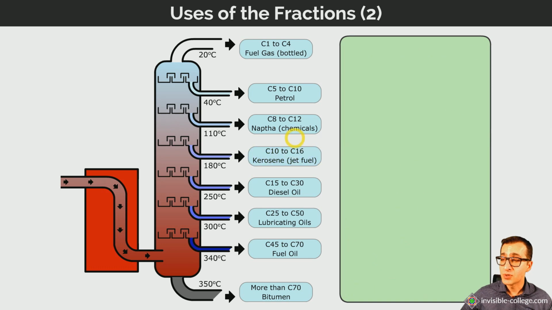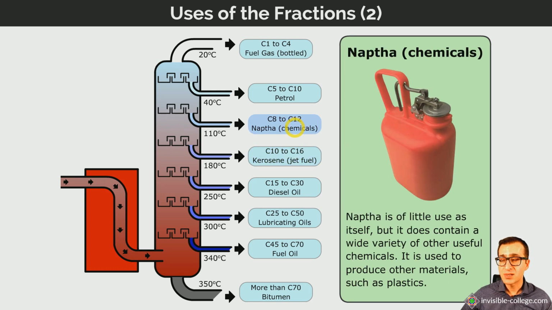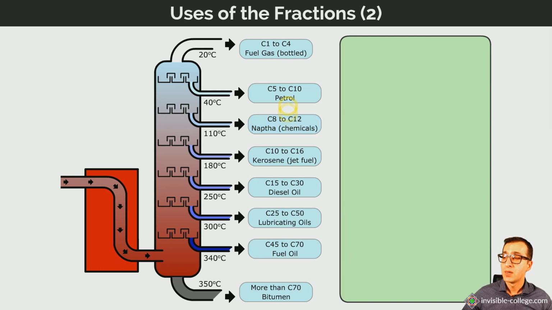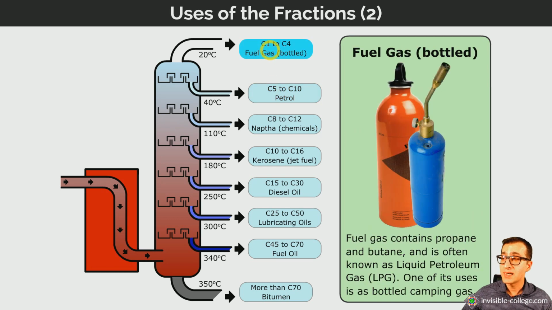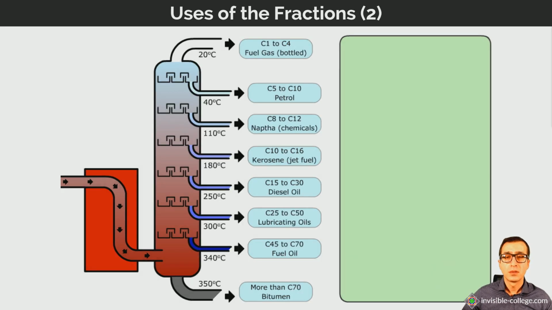Then you have chemicals such as naphtha. Naphtha is not particularly useful in and of itself, but it does contain a wide variety of other useful chemicals, and it's used to produce other materials, such as in the plastics industry. Then you have petrol. Petrol is between 5 to 10 carbons, and this obviously is a very important fuel for cars and various other vehicles. And then finally you have the gases, methane, ethane, propane, and butane. Now these are used as fuels, but some of them are used for other applications as well.